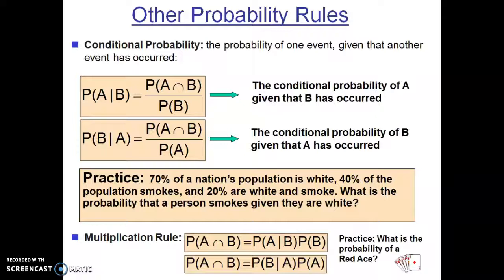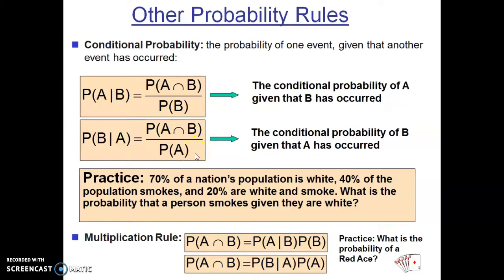Okay, now let's talk more about conditional probability. This is the probability of one event occurring given that another event has occurred. So the probability of event A occurring given that B has already occurred is equal to this: the probability of the intersection of the two events divided by the probability of B. The probability that B occurs given that A has occurred is equal to the probability of the intersection of A and B divided by the probability of A.